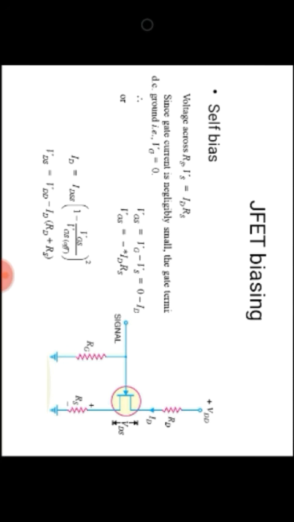So the operating point can be easily determined since the parameters of the JFET are usually known. Your drain current is equal to IDSS times (1 minus VGS upon VGS(off)) squared, and we can get VDS, which is equal to VDD minus ID times (RD plus RS). So we can decide the operating point of the transistor.